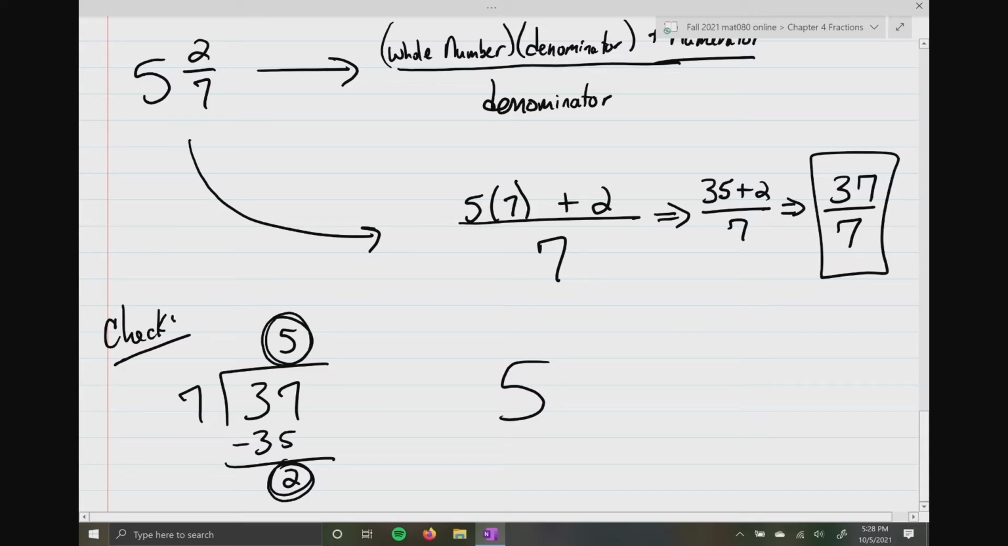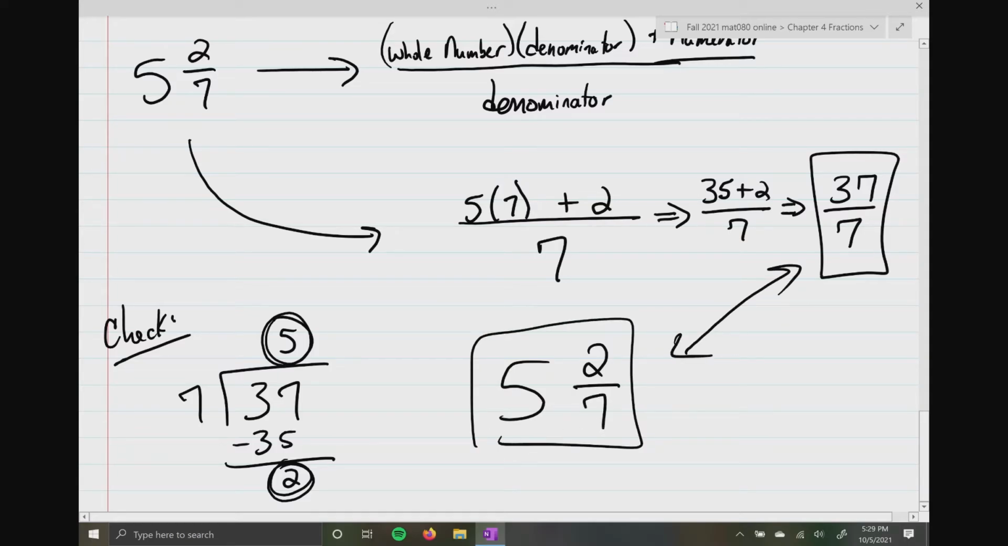The remainder is going to be the numerator. And then our denominator stays the same. So we know those two are correct.